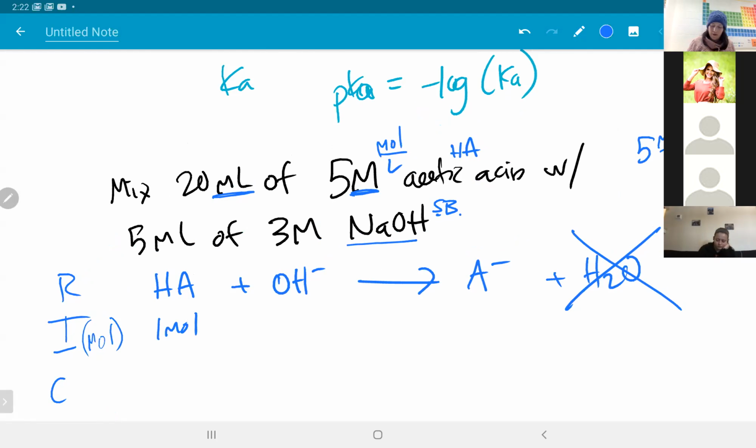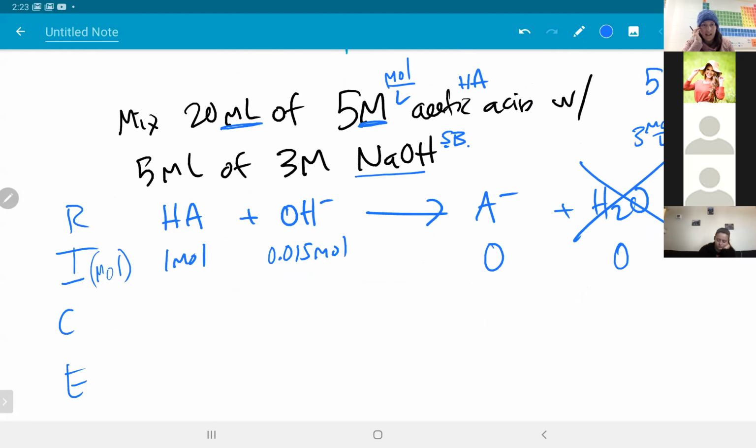How many moles of OH minus do I have? Well, again, the math is 3 moles per liter times 5 milliliters, 0.005 liters. 3 times 0.005, and I get 0.015 moles. How much A minus do I have initially? Zero. I don't have any. All I have is strong base and a weak acid. And again, it makes water and we don't care about water.